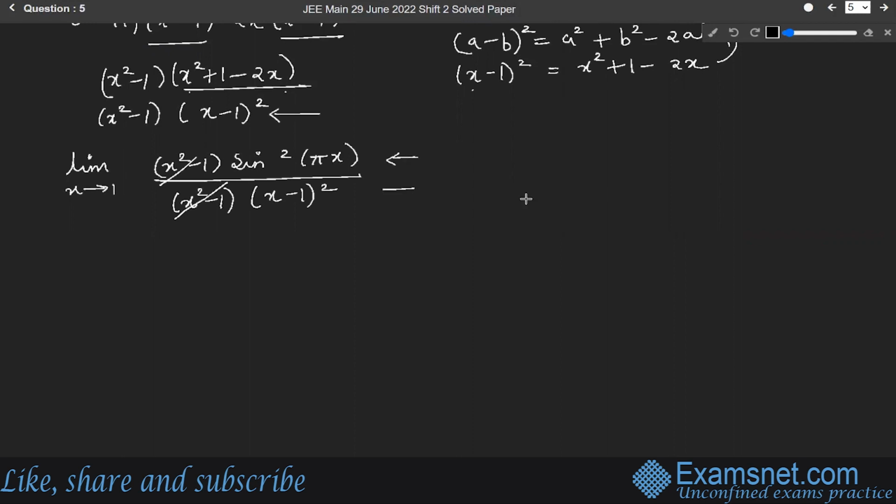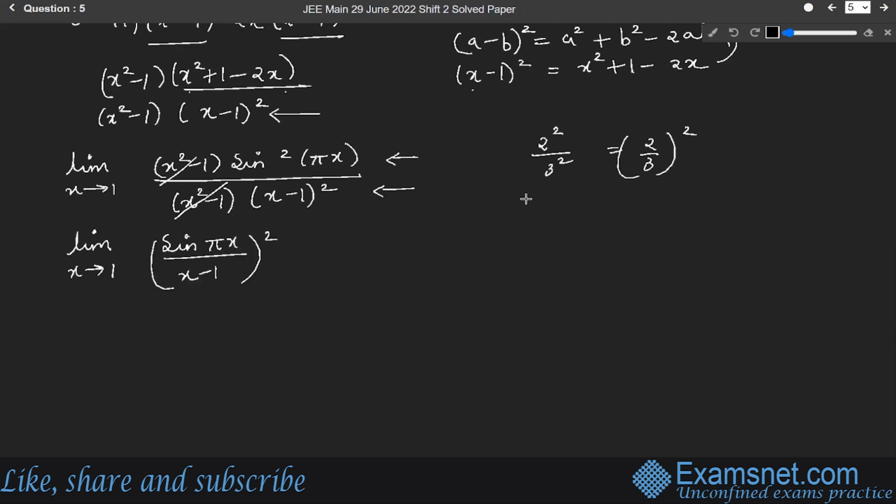Again, both the numerator and denominator are in the power of 2, meaning both are in the form of square, right? So we can combine the power. For example, if we have 2 square divided by 3 square, then it can be written as (2 by 3) whole square, right? So here also, if we combine the power, it will be limit x tending to 1 of (sine pi x divided by x minus 1) whole square. Okay, we have combined the powers here.